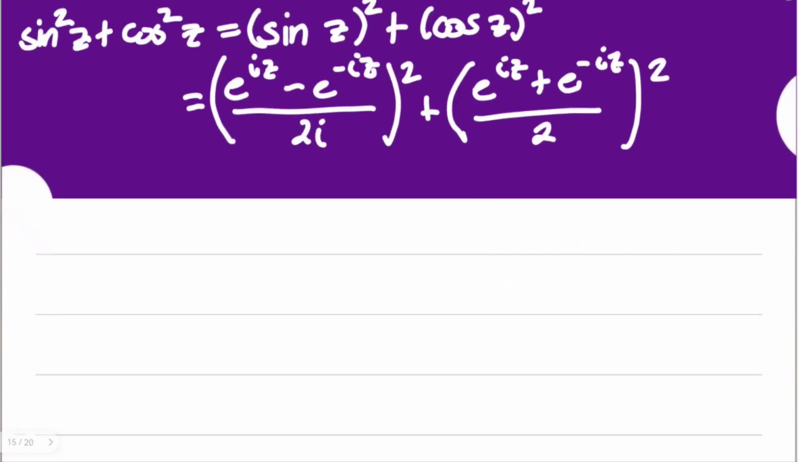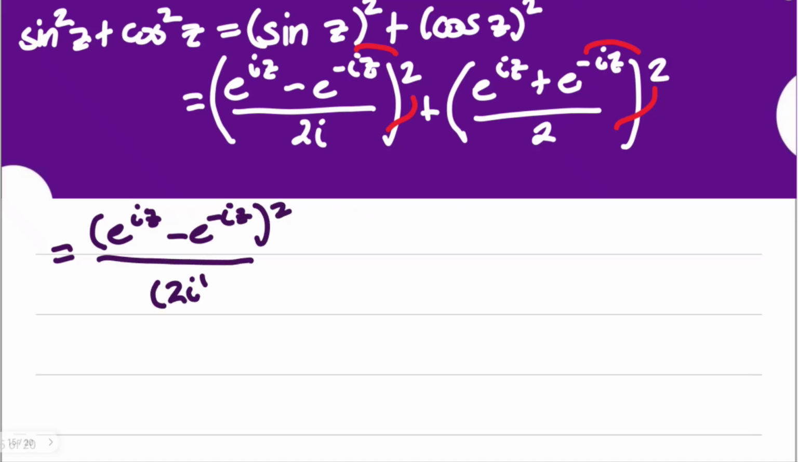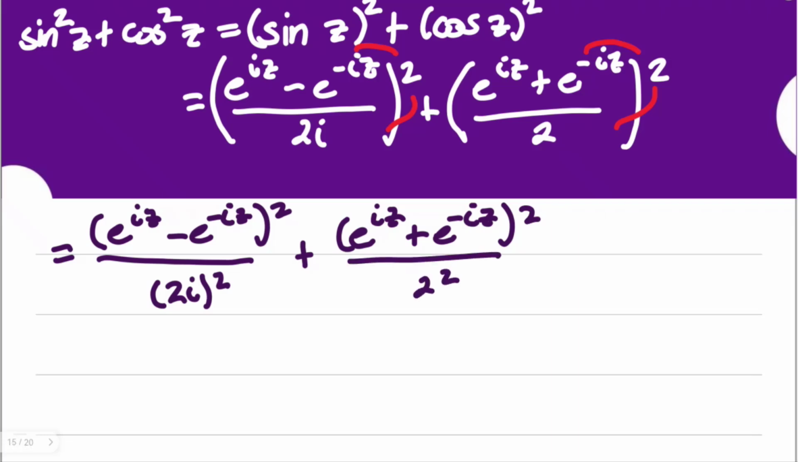What we can do here is to apply the power law, meaning to distribute that square here and here, so that we could actually apply such process later on. Allow me to do it like this. For our numerators, let's stick with the binomial first: e to the power of iz minus e to the power of negative iz, you're squaring that, over the square of 2i. Okay? Take note, that's the power law of exponents. Plus, similar in the other side, e to the power of iz plus e to the power of negative iz, you square that over 2 squared. So let's try to get their respective results.